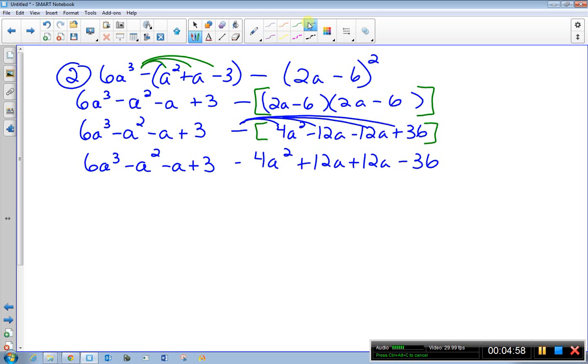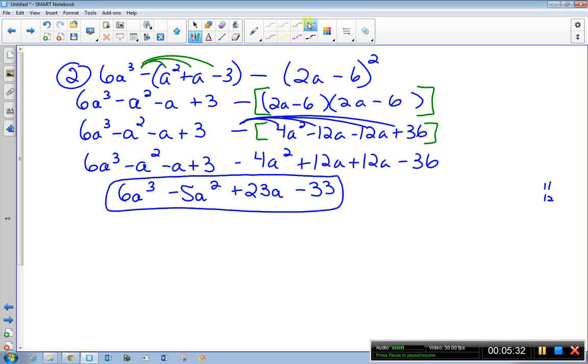So I have 6a cubed, because there's no other cubes. I have minus 5a squared. I have negative a plus 12a. That would be 11. And 11 plus 12, 23. So we'd end up with plus 23a minus 33. And that's our final answer.